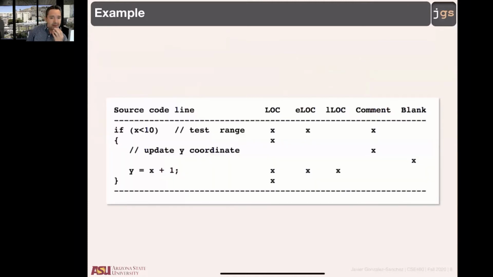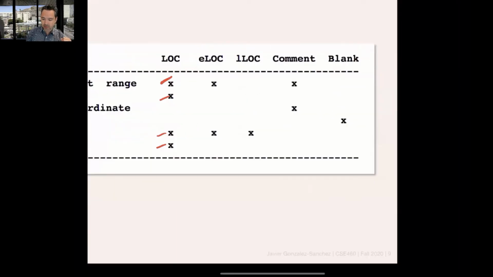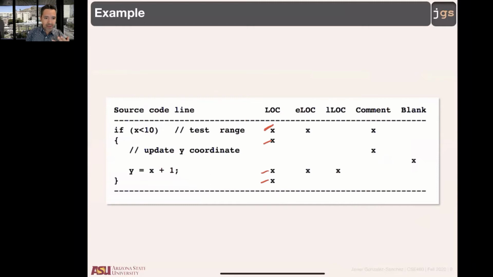Okay, so if I have an example like this one, a trivial example, an if condition with some curly bracket, one instruction, and a comment, I want to be sure that we agree. Line of code, line of code, the bracket, line of code, line of code. If we measure LOC, how many lines of code do I have in this small program? Well, I have 4 lines of code.